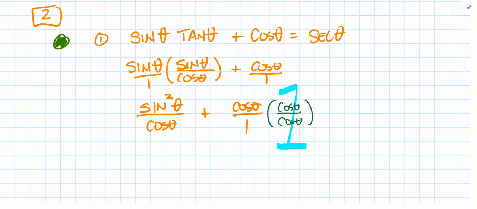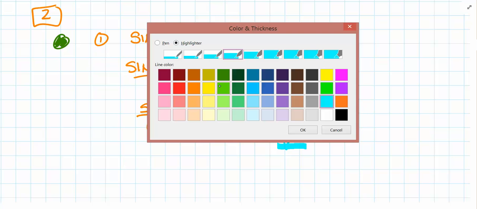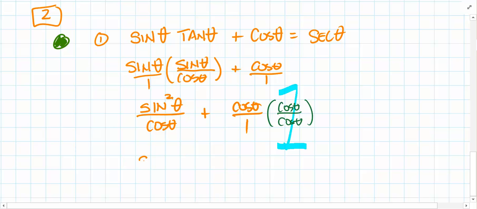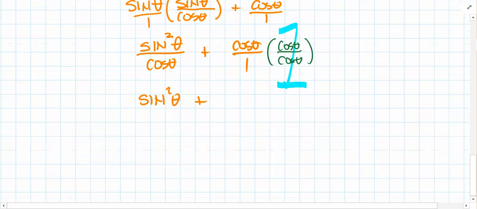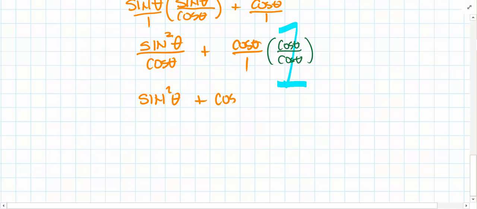Here's what we get when we do cosine over cosine. Where's my orange pen? Boom. Okay. So I get sine squared theta plus, what's cosine times cosine? Cosine squared theta, all divided by, what's the common denominator, guys? Cosine theta, right? Just cosine theta.